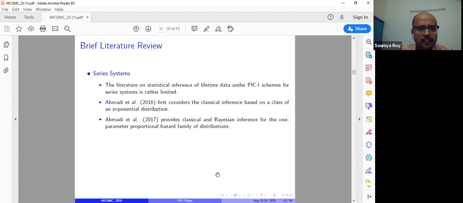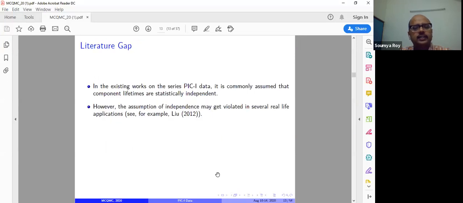Now, is there any literature on this? Ahmadi considered classical inference based on a class of exponential distributions for such systems, and then extended the paper to the one parameter proportional hazard family of distributions. Now, in both these papers, it is assumed that the component lifetimes are statistically independent. But as Leo has provided us an example, this independence assumption may get violated in various practical applications.